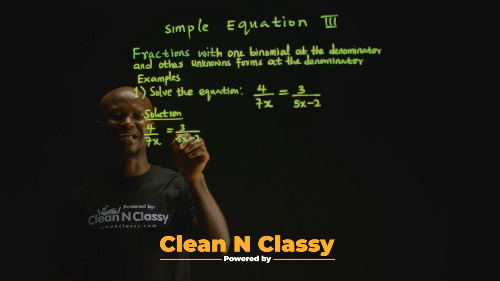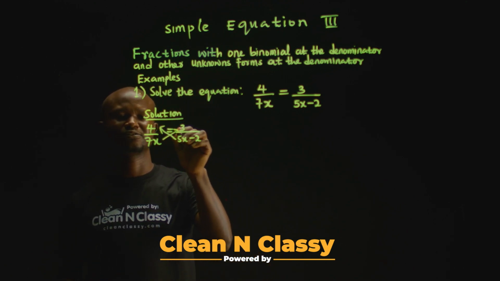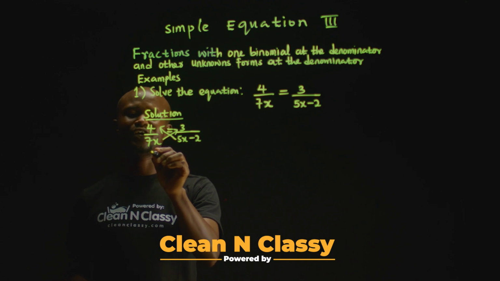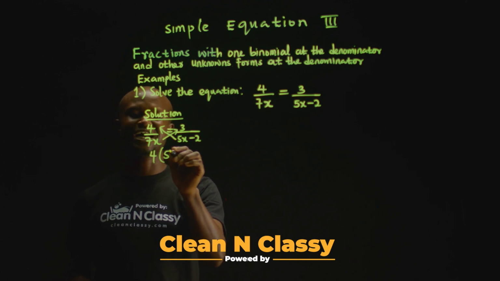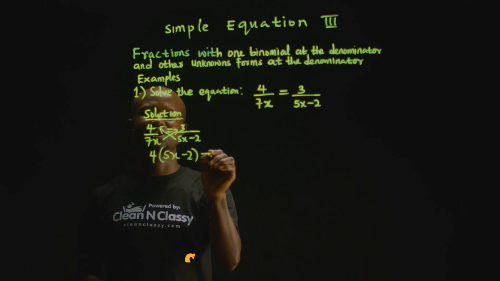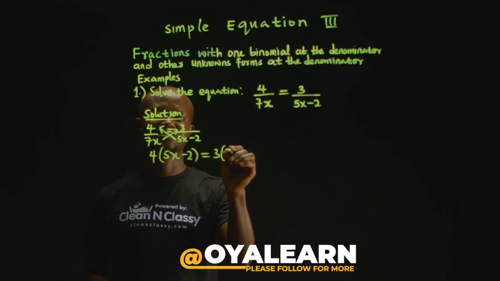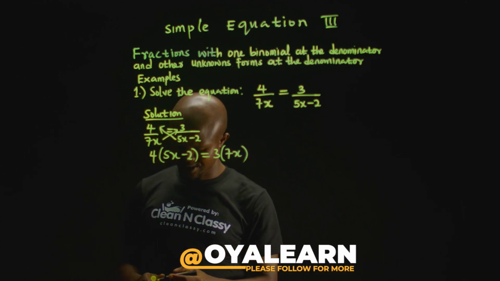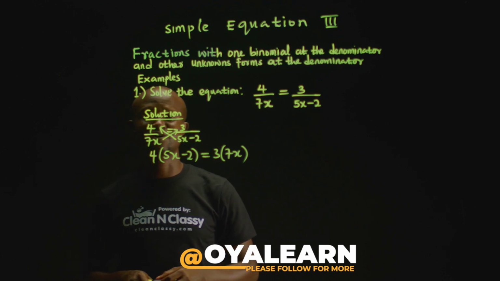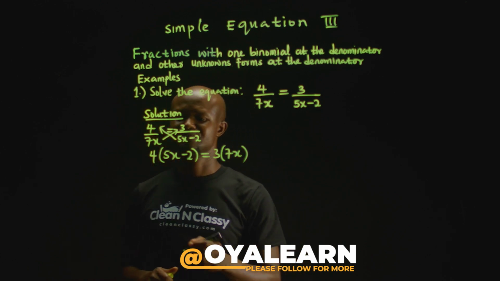By cross multiplying, we have 4 into bracket 5x minus 2 equals 3 into bracket 7x. The next thing for us to do is to expand the bracket.